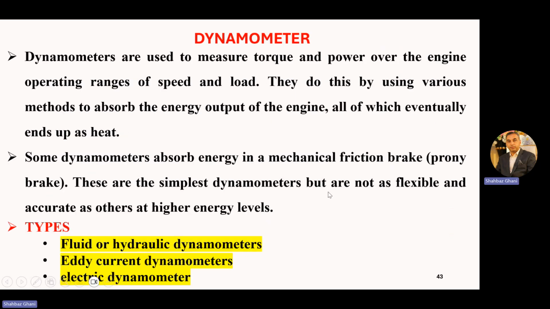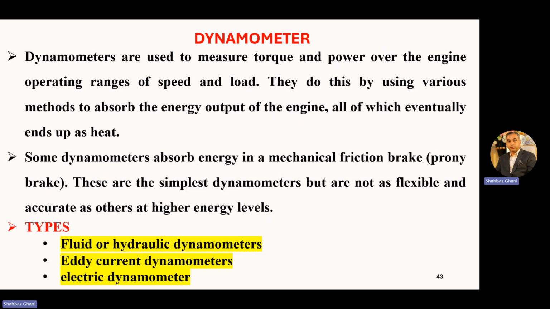Now, how to measure this torque and power? We need some device, and that device is known as a dynamometer. Dynamometers are used to measure torque and power over the engine operating ranges of speed and load. They do this by using various methods to absorb the energy output of the engine, all of which eventually ends up as heat.